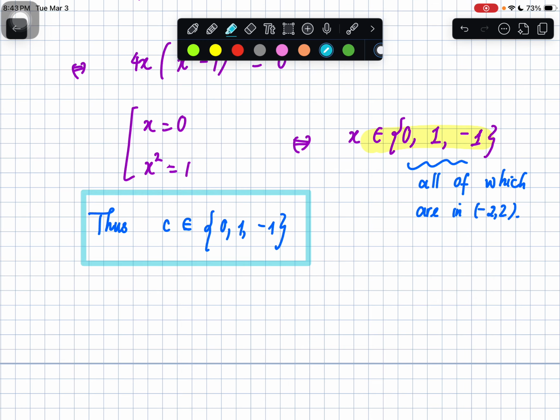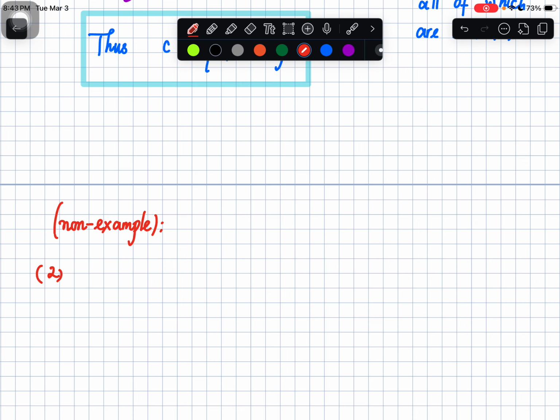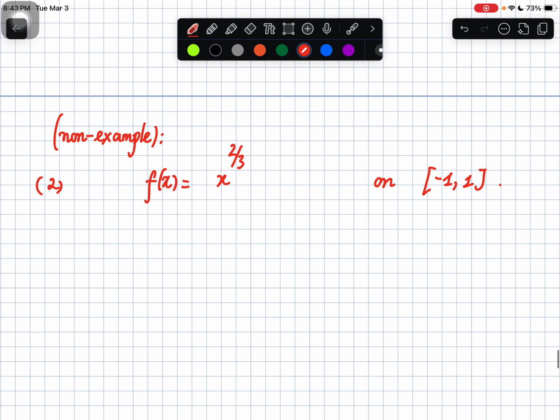Now let's try one example where we couldn't use the mean value theorem. Say example 2, we have the function f of x equals x to the power 2 over 3. So f of x is continuous on -1, 1. However, it is not differentiable on the open interval -1, 1.